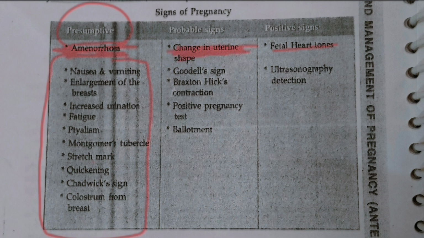So probable sign is nothing but the signs and symptoms that are examined by the doctor or the nurse, and this is known as objective data or objective signs and symptoms. Next, positive sign. Positive sign is nothing but the signs and symptoms which indicate the fetus growing in the womb is healthy.